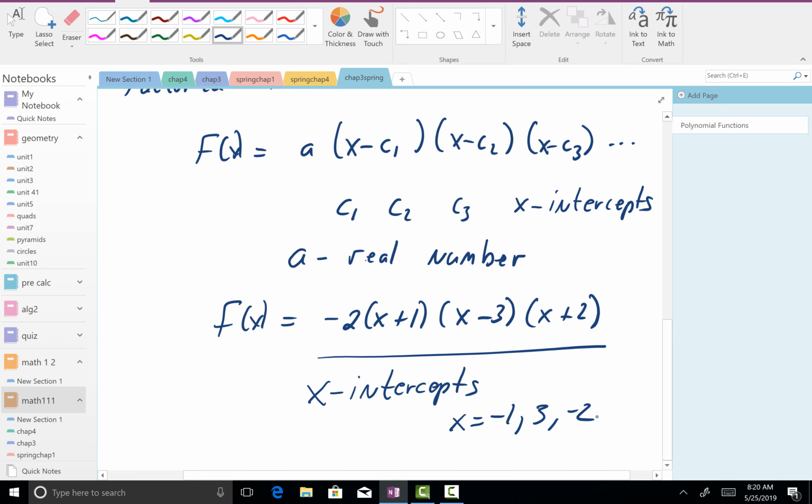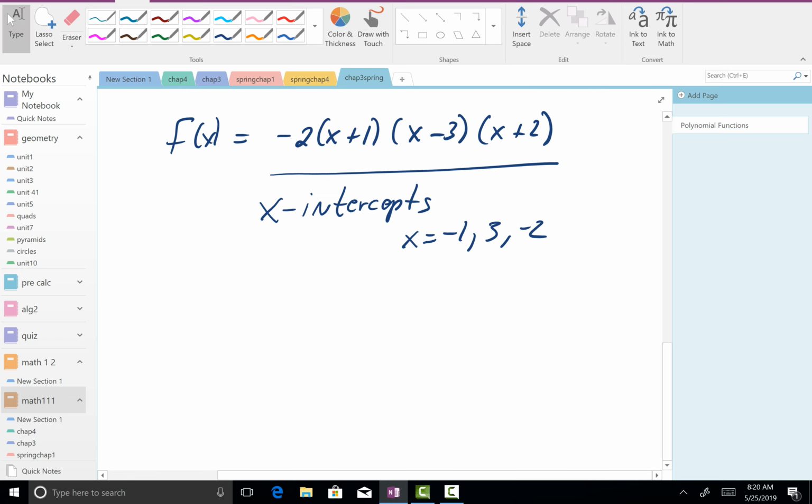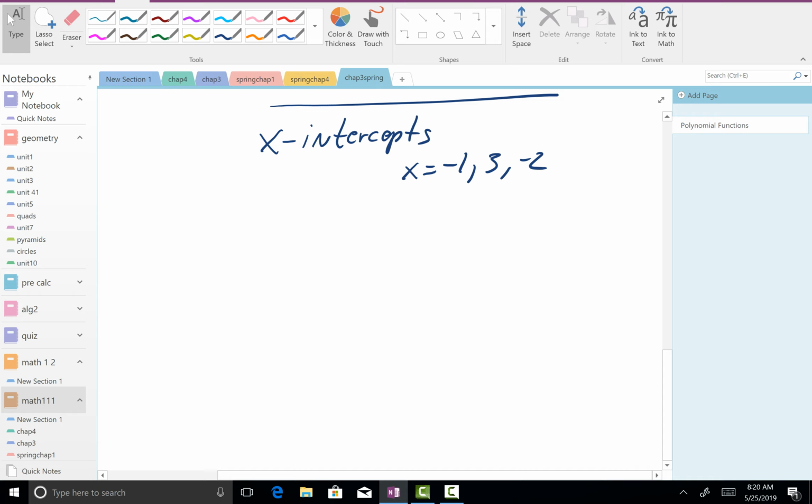All right. So let's go into Desmos and let's play around with some of these graphs, and I'll show you some stuff that we're going to know here. So I'm going to have to switch to this. Okay, so let's graph some in factored form.